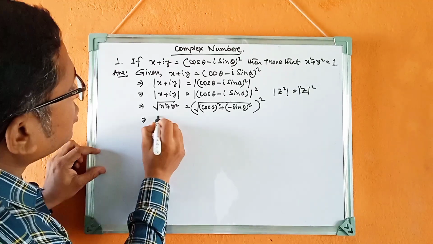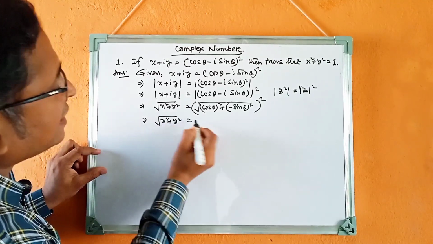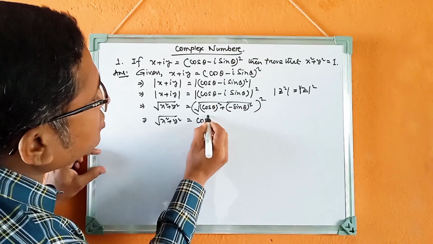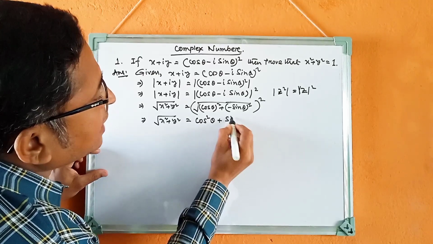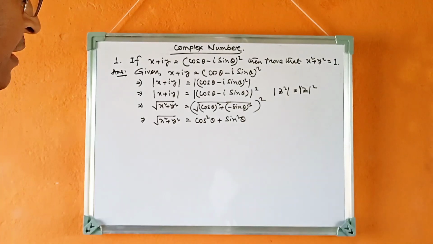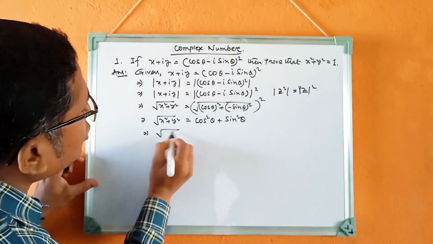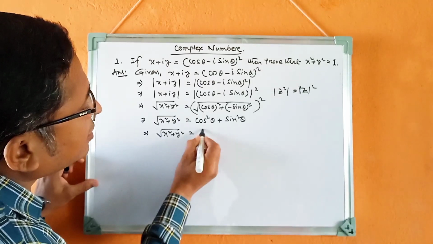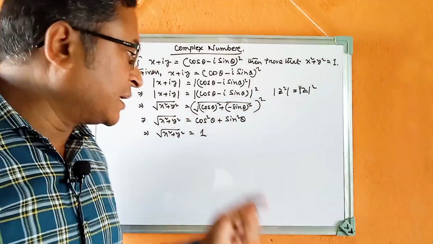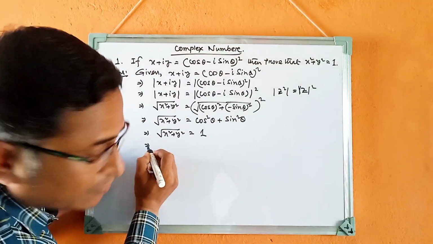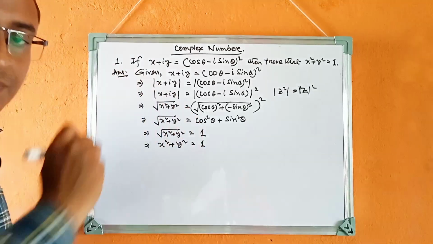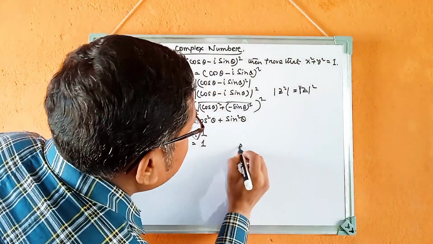Now see root over of x square plus y square. Here is square, then root over is omitted, so we write cos square theta plus sin square theta. So what is the value of cos square theta plus sin square theta? Equal to 1. So we write root over of x square plus y square equal to 1, because all of you know sin square theta plus cos square theta equal to 1. Now squaring both sides, we get x square plus y square equal to 1. So we write proved.